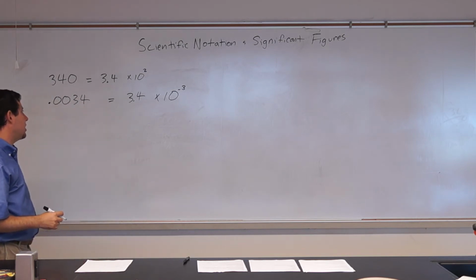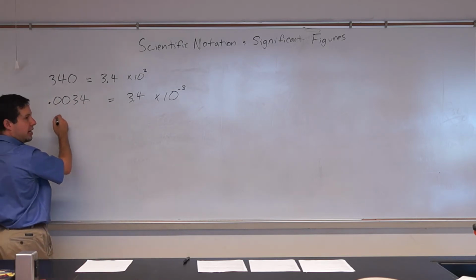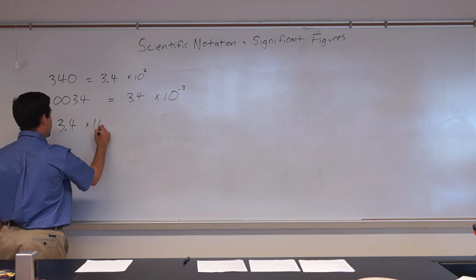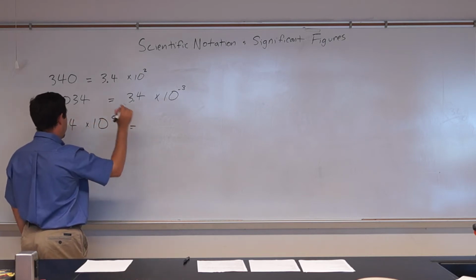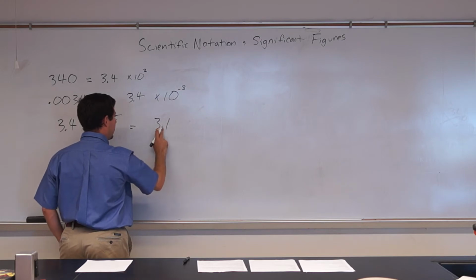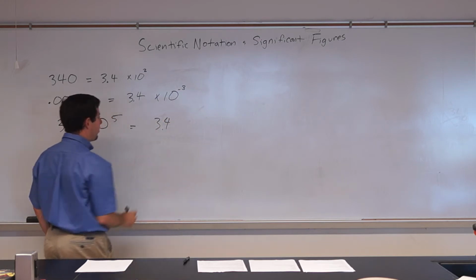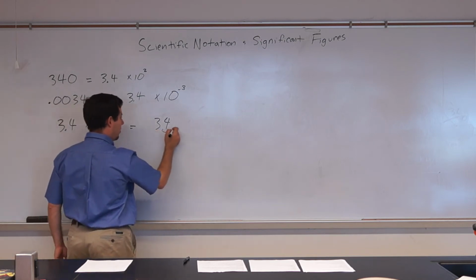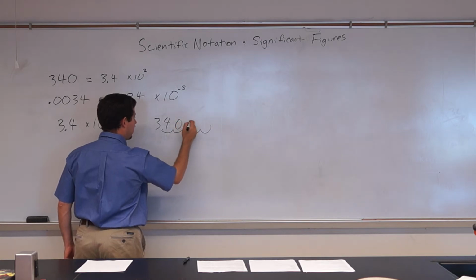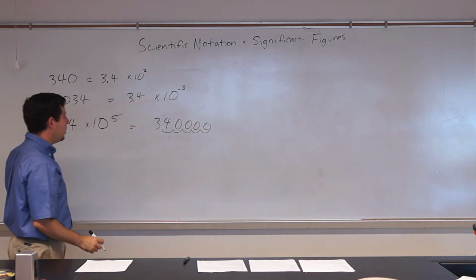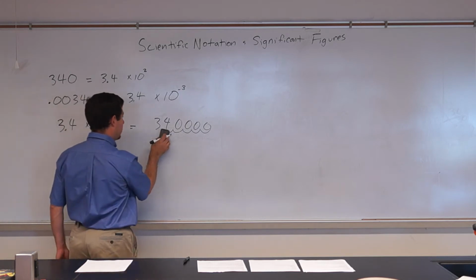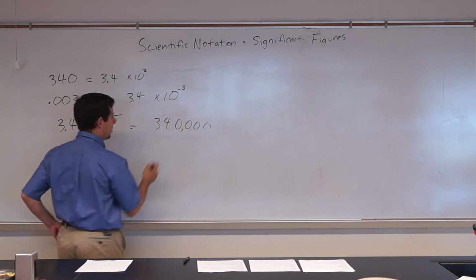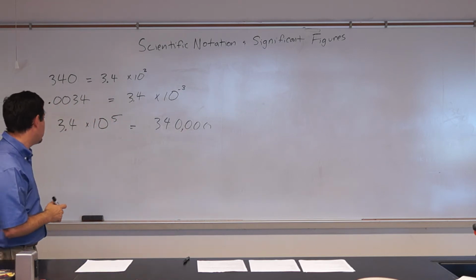That's scientific notation. If you want to reverse this and work from scientific notation to standard notation, you could say 3.4 times 10 to the 5th, for example. You can start with a 3.4, but you've got to move that decimal place 5 spots. So you can go 1, 2, 3, 4, 5. You put a 0 in each of those. So you end up getting 340,000.